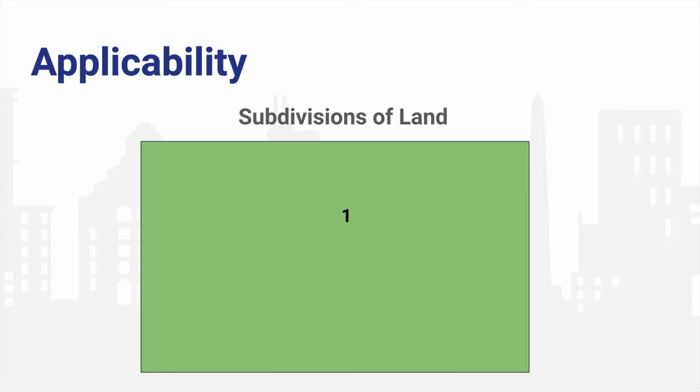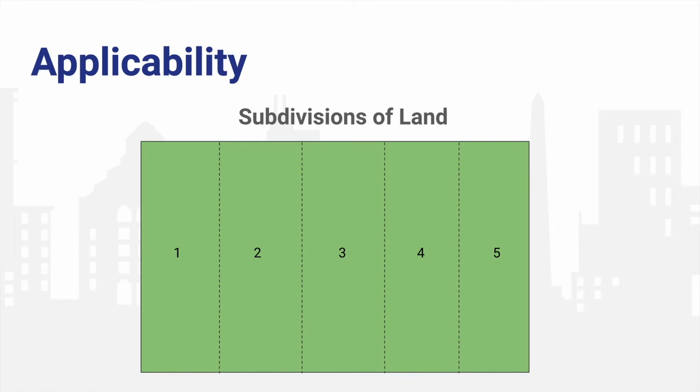First, let's talk about what this ordinance applies to, and then in a few minutes we'll take you through the nuts and bolts of how it works. One of the first things this ordinance applies to is subdivisions of land, for example, when someone has one larger lot and they apply to break that into smaller pieces. In this example, you see one lot went to 5.